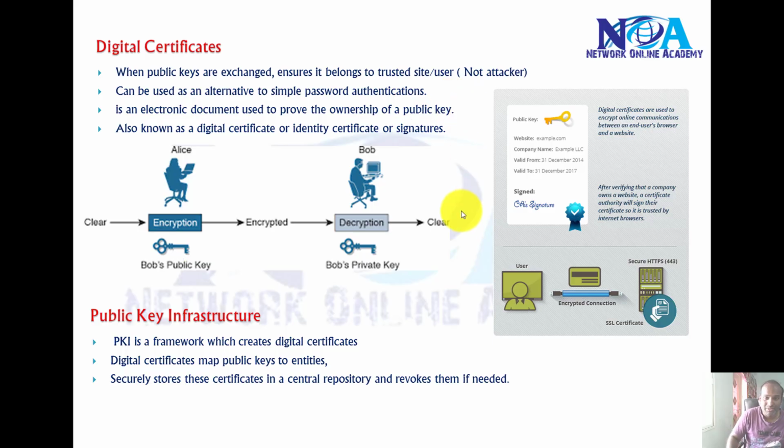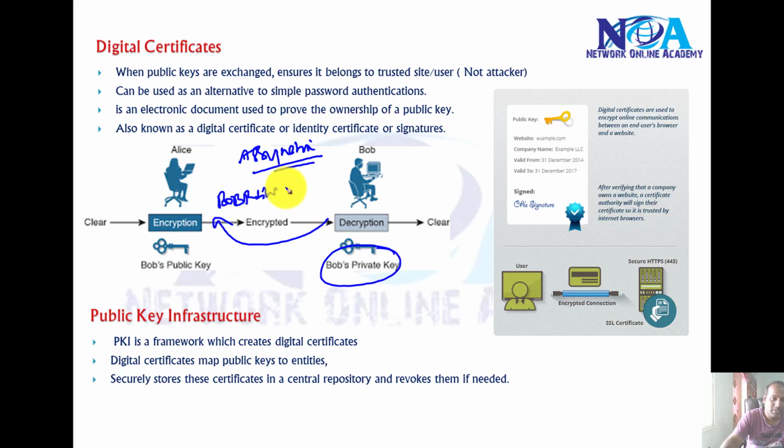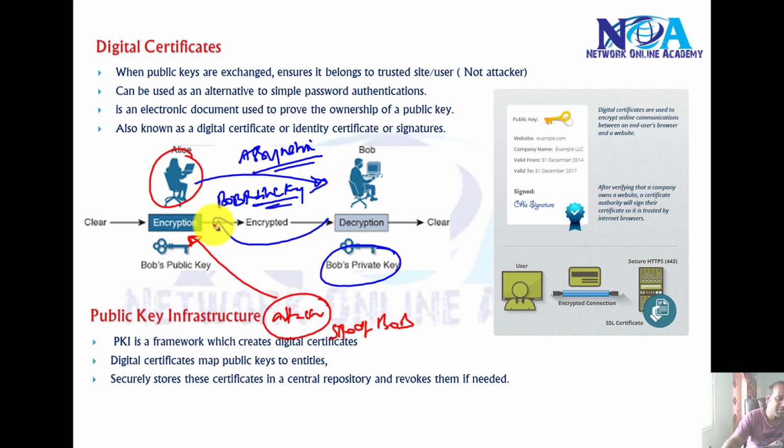If you remember in the previous video, we discussed how asymmetric algorithms generally work. Bob is going to exchange his public key, and based on that, Alice is going to encrypt with Bob's public key. But the problem with the asymmetric algorithm is the attacker can actually spoof as if he is Bob, and he can send his own public key for encryption.